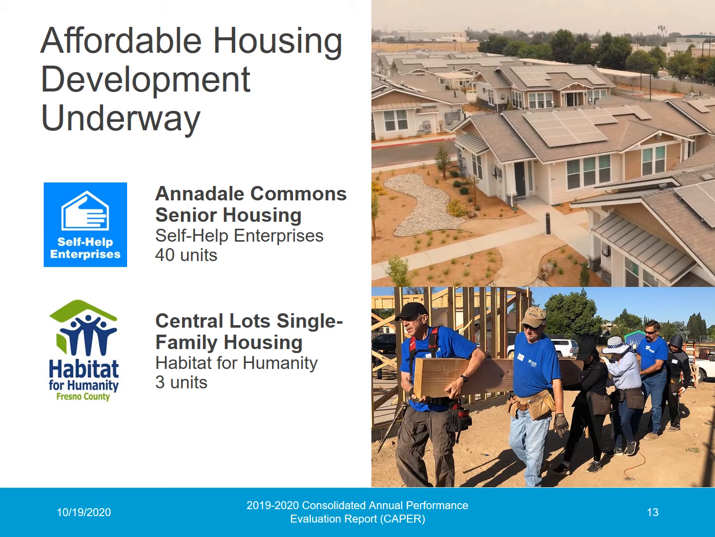Habitat for Humanity's Central Lots single-family housing project consisted of new construction of 3-bedroom, 2-bath homes, attached garage, and on- and off-site improvements. The total project cost is estimated at $904,666, of which $445,000 was provided for eligible construction cost and subsequent homebuyer mortgage assistance for households at 60 to 80% of area median income.